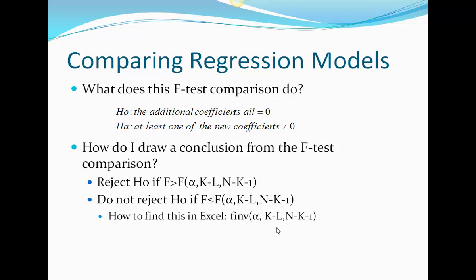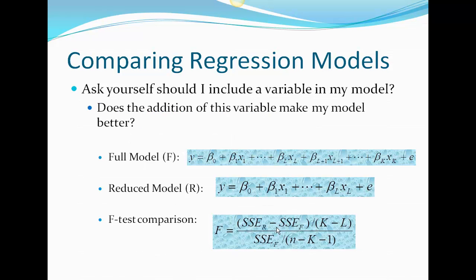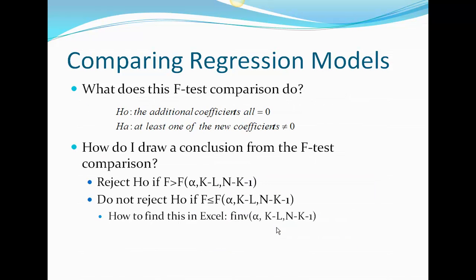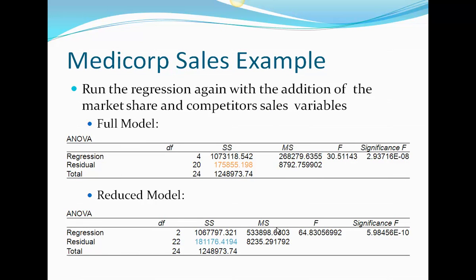You will reject if F is greater than a critical value, and do not reject if F is less than or equal to a critical value. And you'll actually use the F inverse function to find what that value would be. So alpha is your 0.05 for your 95% confidence. K, remember, look back here, K is the number of independent variables in your full model, and L is the number of independent variables in your reduced model. N is your number of observations in total.